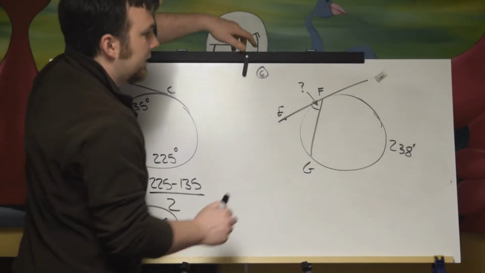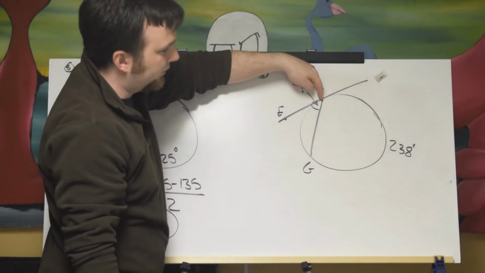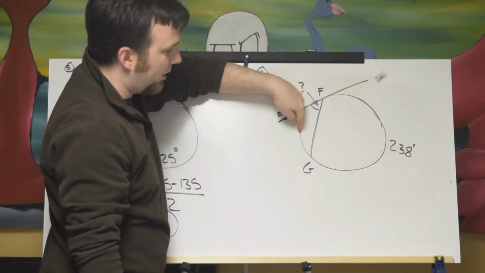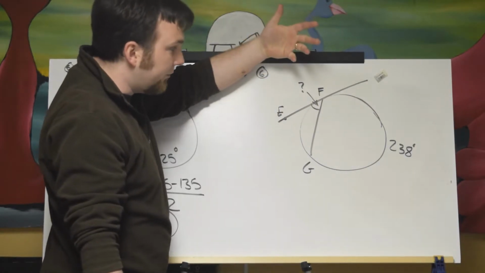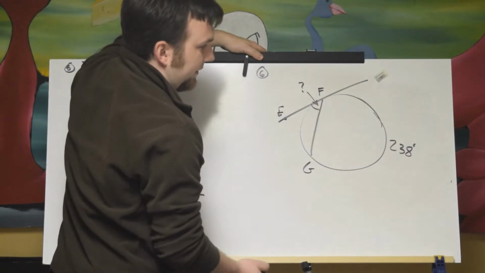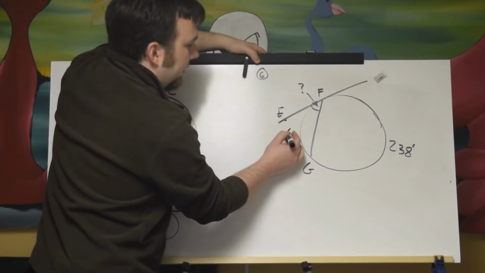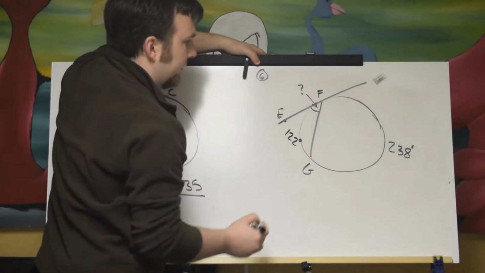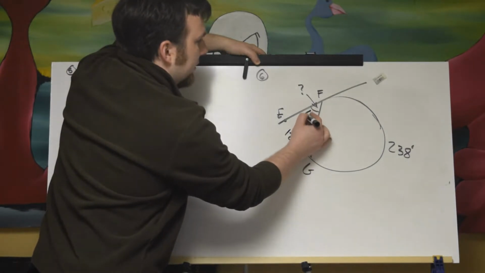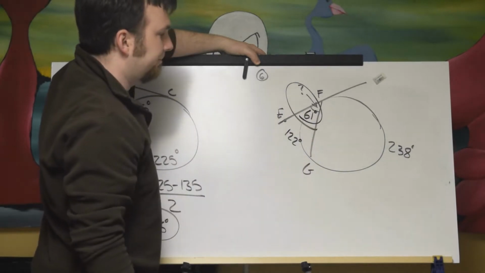Alright, over here, they want this inscribed angle. Remember, I know it's inscribed because the vertex is on the circle, which means it's going to be half of this arc. Well, they didn't give us this arc, but we can find it because a full circle is 360. So 360 minus 238 is 122 degrees. And then when we take half of 122, this angle is 61 degrees. Okay, there we go.